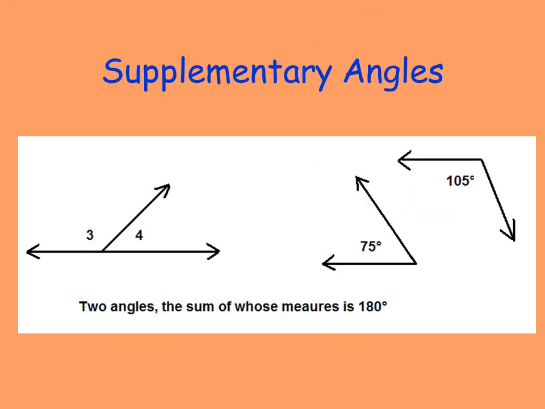Supplementary angles are angles whose sum measures 180 degrees. So just like the complementary angles, if you take a look at the picture on the far left, 3 and 4 are adjacent, but they are also supplementary. You know that because they form a straight angle, and a straight angle has to equal 180 degrees. But if you look at the picture on the right, they are not adjacent, but 75 and 105 equals 180, so they are still supplementary angles.